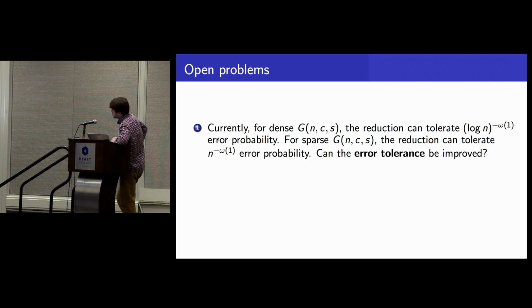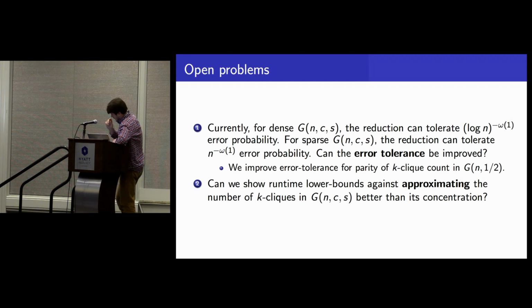So there are a few open problems. Currently, this reduction can only tolerate polylogarithmically small error probability for k-clique counting on dense Erdos-Renyi graphs. And for sparse Erdos-Renyi graphs, the reduction can only tolerate polynomially small error probability. So can the error tolerance be improved? In fact, if we consider the problem of computing the parity of the number of k-cliques, we can improve this error tolerance when the graph is G(n, 1/2). So it would be interesting to see if we can improve it even further.